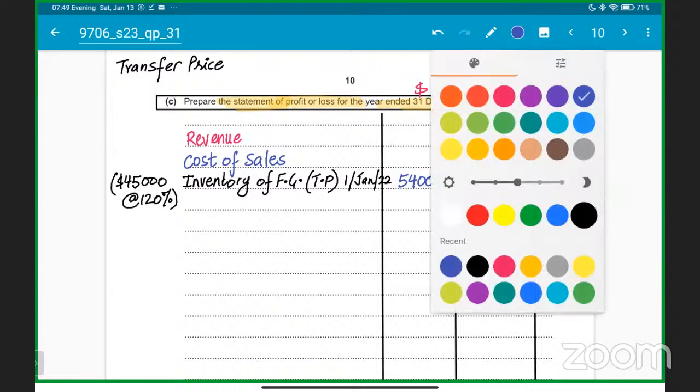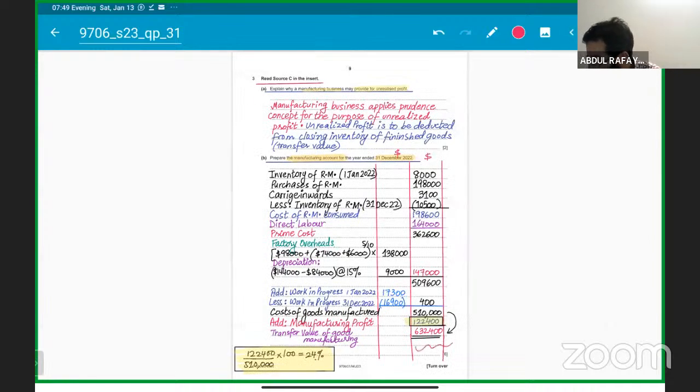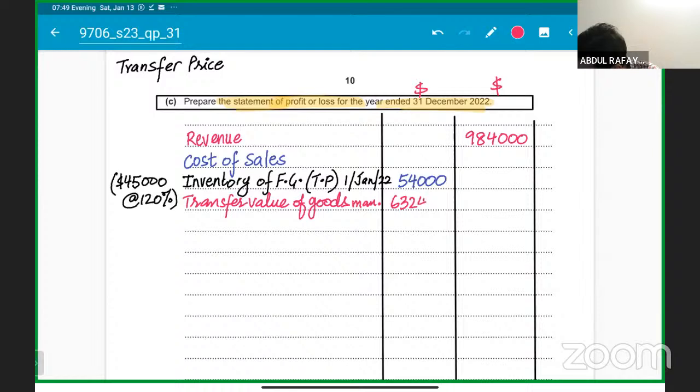So the inventory of finished goods is done. Then we will add the transfer value of the goods manufactured, just that is a copy figure. It will be simple, easy. The transfer value of goods manufactured will be 632,400. You copy this figure from here. It will be 632,400 as the transfer value of goods manufactured.